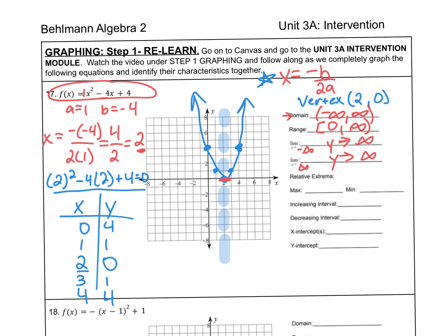Obviously this is a valley. That vertex point is 2, 0. So I'll just call that a minimum. There will be no max. And then we've got our increasing, decreasing.